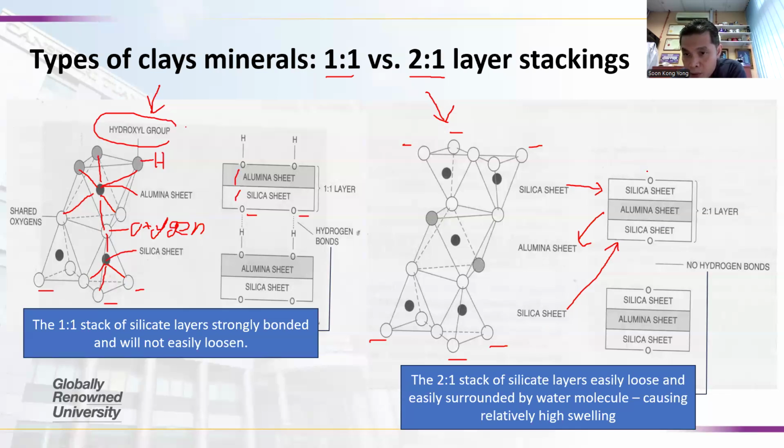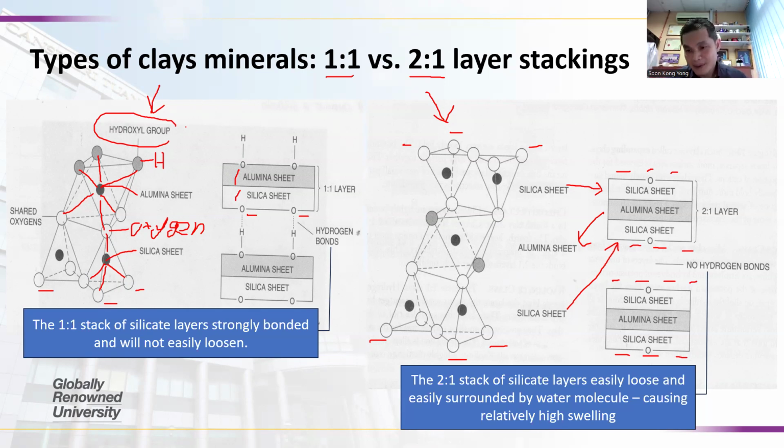Let's say if this 2-1 layer sheet with a lot of negative charge on the surface, and you have another 2-1 layer clay sheet at the bottom, similarly with a lot of negative charge on the surface, what do you think will happen when the negative charge comes close to another particle with the same negative charge? Logically, they will repel. They will repel and they will go as far as possible. That is according to physics.